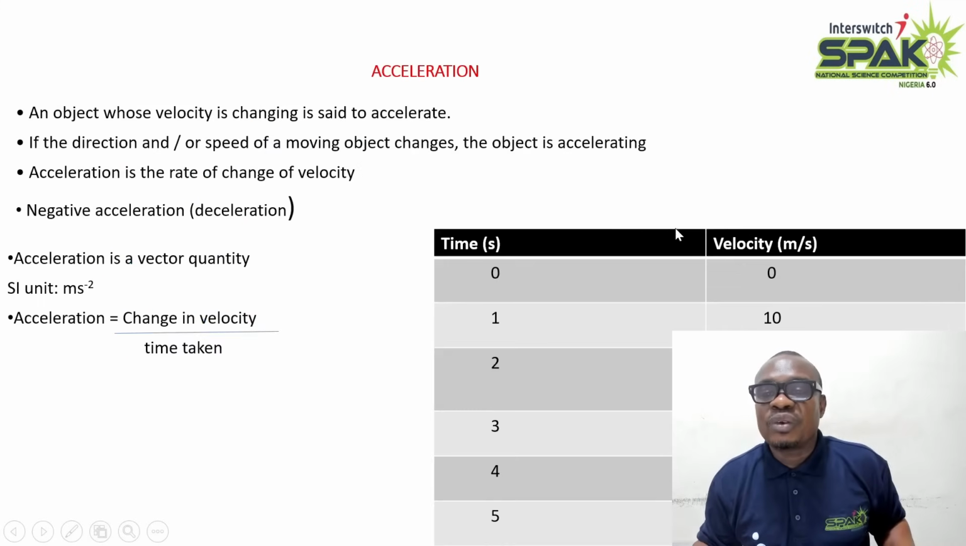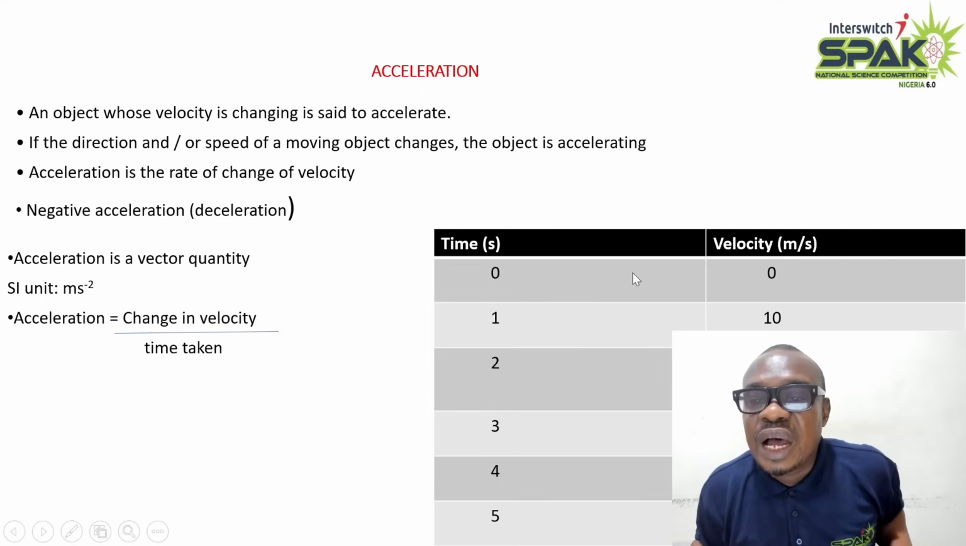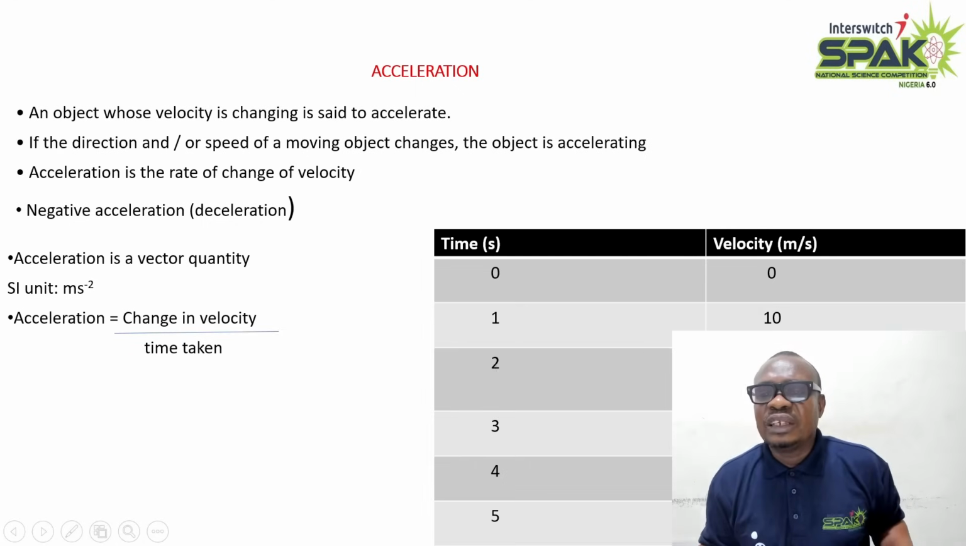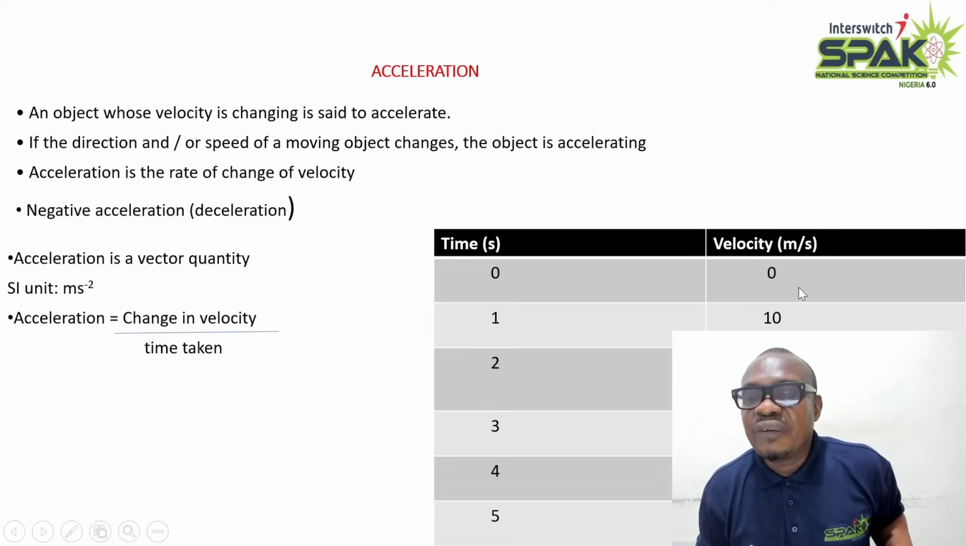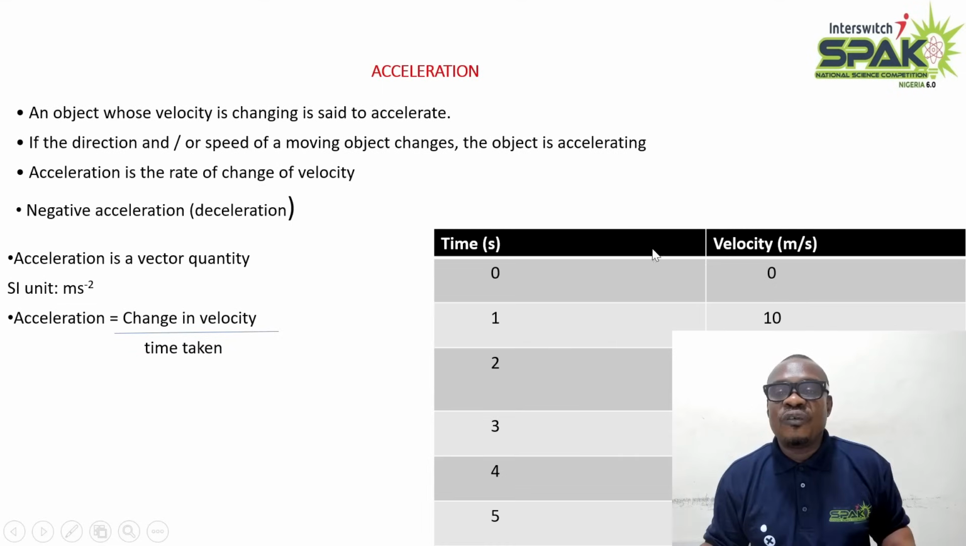Looking at this particular table, it tells us that here the time is 0 and the velocity is 0. The velocity here is 10 at time 1, 20 at time 2. Now, what is the interval of the change in velocity here? The interval here is 10, 10, 10, and look at the interval of time as well, the same interval all through. So what does this simply mean? It means that this is the table of a uniform acceleration.